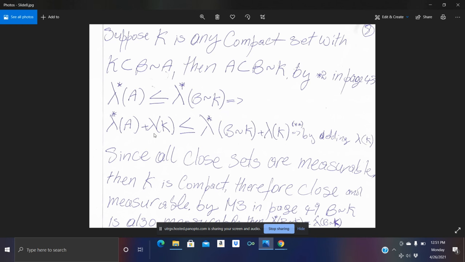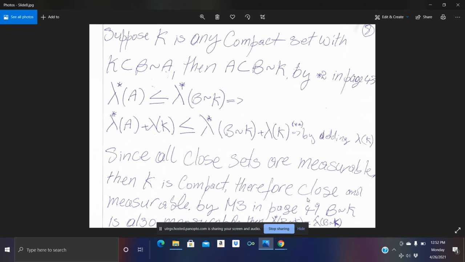And from there, we just add the measure of K on both sides, right? We can do that. We know that all closed sets are measurable, by property M7, and we know that K is compact. All compact sets are closed and bounded. So K is closed, therefore it's measurable. And by property M3, in page 49 of the book, B minus K will also be measurable. Why? Because B is given to be measurable, and we just showed that K is measurable by property M7. And so B minus K is measurable.